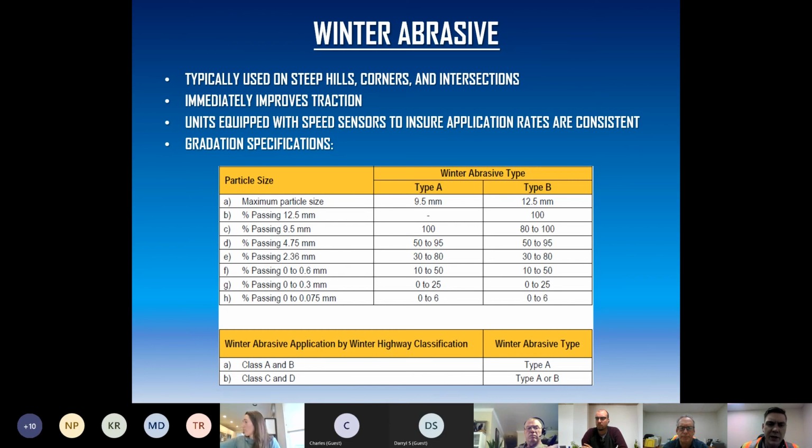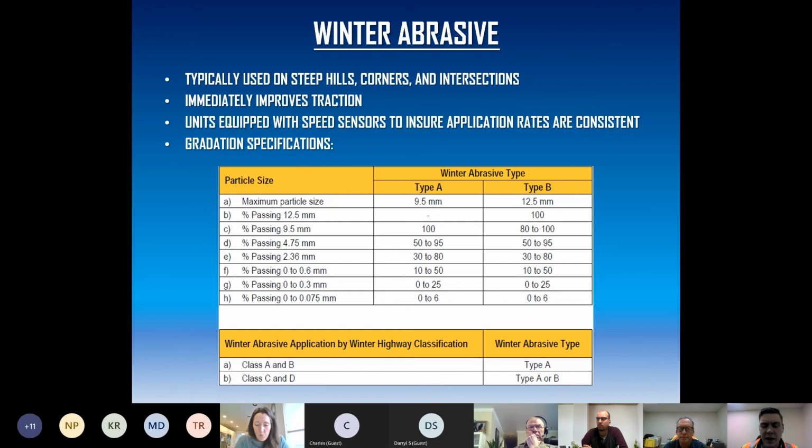Units that we spread solids with for winter abrasive are equipped with speed sensors to ensure that the application rates are consistent. And in this table at the bottom of the slide, you'll see the winter specification for gradations. So when we talk about a Type A sand, it will be used on all the Class A and B highways. That's a 9.5 millimeter gradation. We'll see that there's a various collection of aggregate sizes, but none of which would exceed 9.5 millimeters in size.